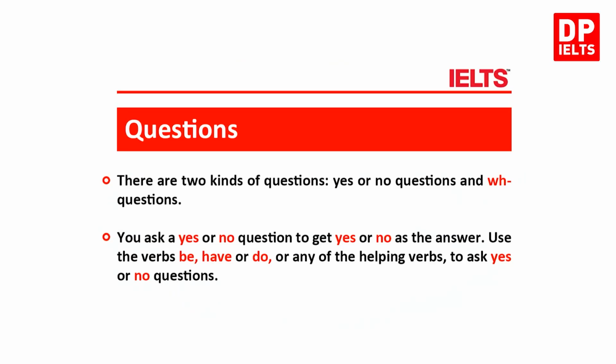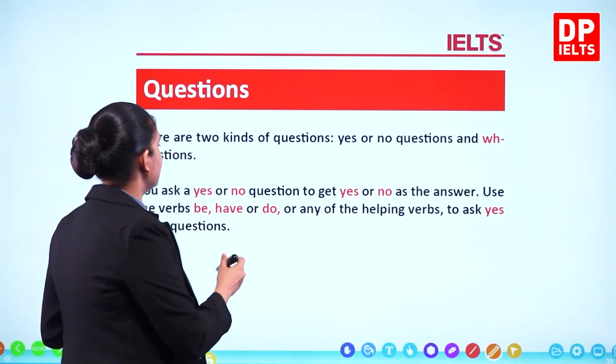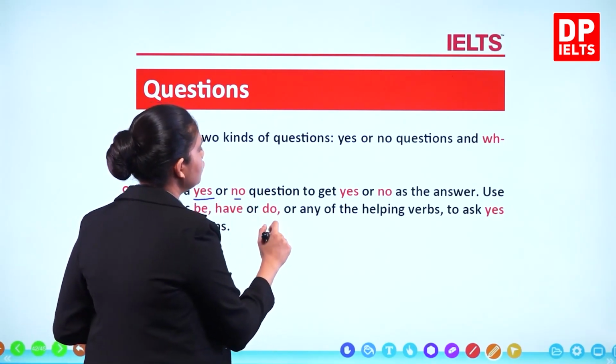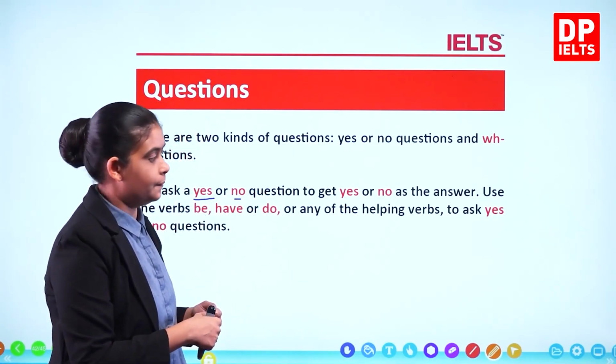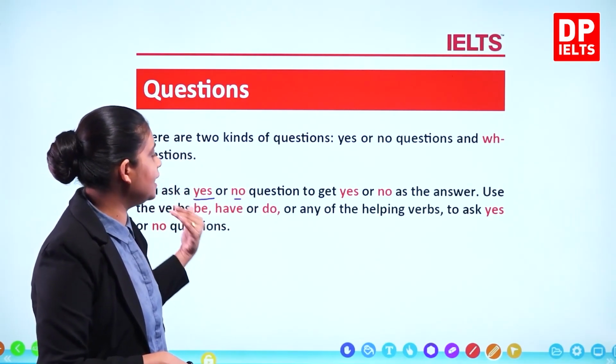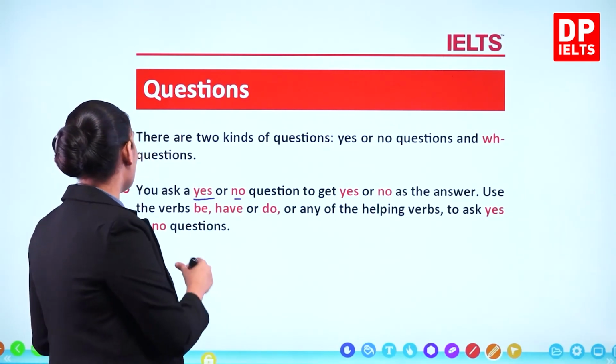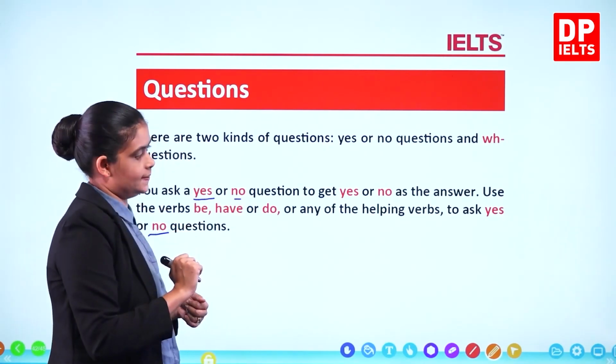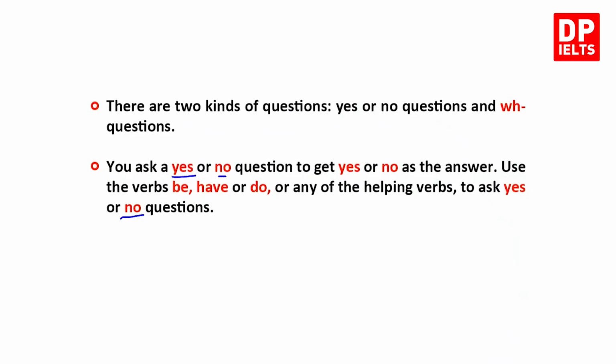Questionsல two types of questions இருக்கு. Yes or no questions, WH questions. You ask a yes no to get yes no as the answer. Use the verbs be, have or do or any of the helping verbs to ask yes or no questions. Yes or no questions என்று சொன்னா ஆம் இல்லை என்பதை ஆன்சர்ஸ் ஆக கொடுக்கும் கொஸ்டின். ஸோ அந்த எஸ் or no questions கேட்கறதுக்கு நாங்கள் be verbs, have, do போன்ற helping verbs யூஸ் பண்ணலாம். Have you eaten?